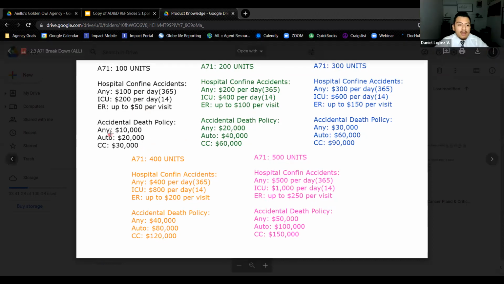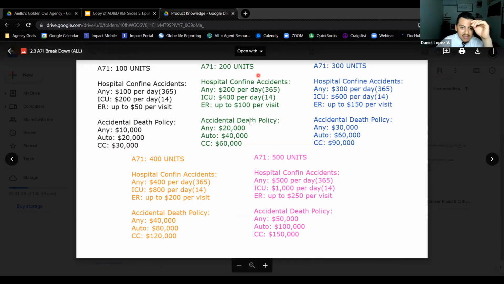Same thing if they die. The A71 unit has an additional amount if they die due to an accident. A 100 unit, just remove the 0. Starts with the number 1, so that means it's $10,000 if they die due to any type of accidental death. Automobile, just keep doubling it. 10,000 times 2 is 20,000, times 3 is 30,000. So automobile, common carrier, that's any transportation that they pay for, like a bus, train, taxi, ferry boat.